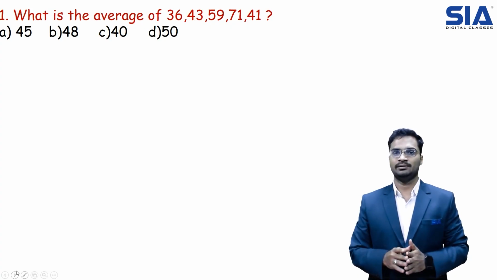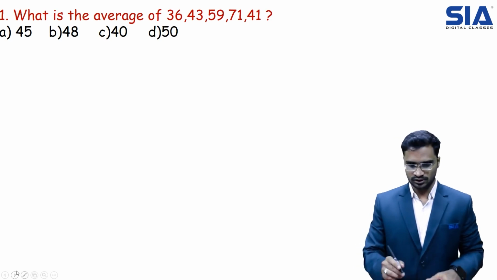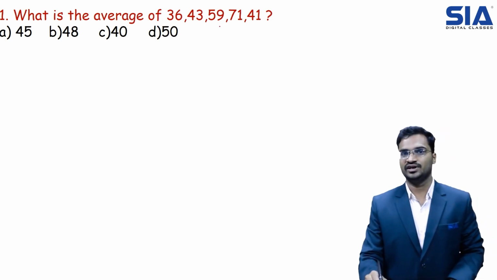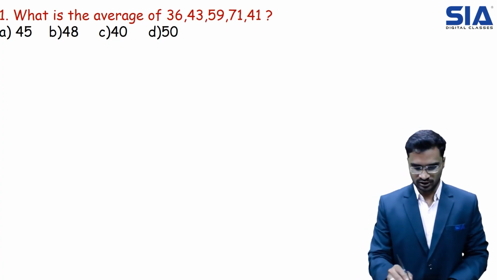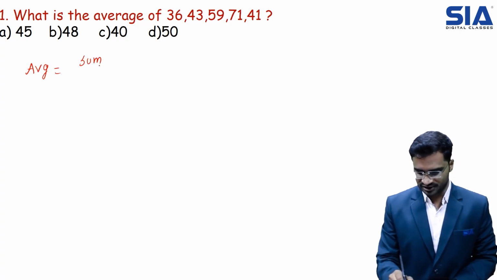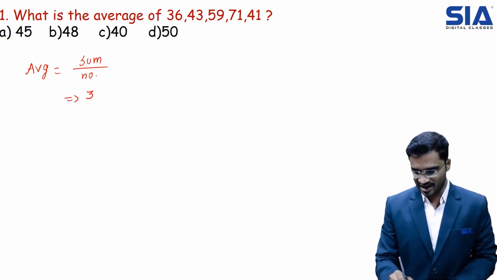Now, the first type is to find out the average. What is the average of 36, 43, 59, 71 and 41? We have to find the average of these numbers. So, average is equal to the sum of the observations divided by the number of observations. So for the sum, we have to add all these numbers.